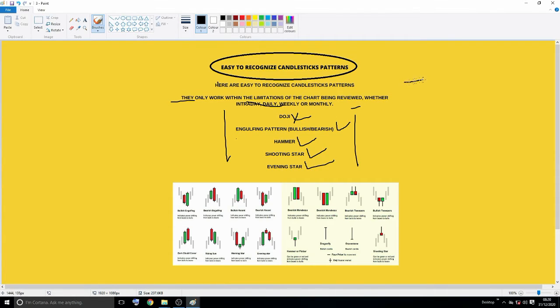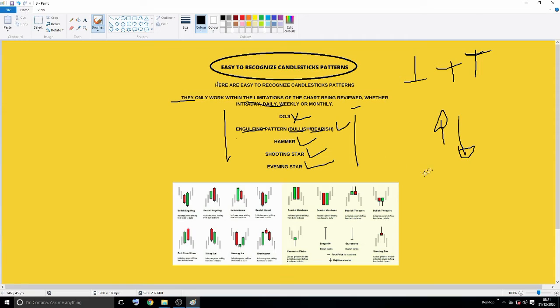We have a gravestone doji, we have a cross doji, and then we have a dragonfly doji. I will show you the examples. And then the engulfing pattern, there's bulls, and then there's bears. See here I said bullish and bearish.